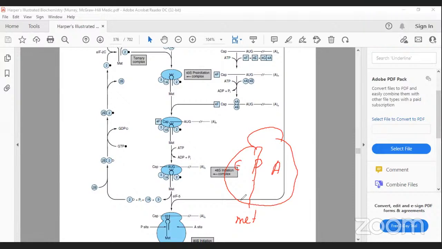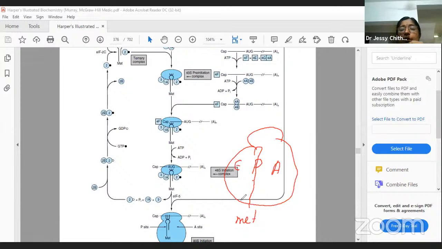Now moving on to the elongation phase. So the A site is free.